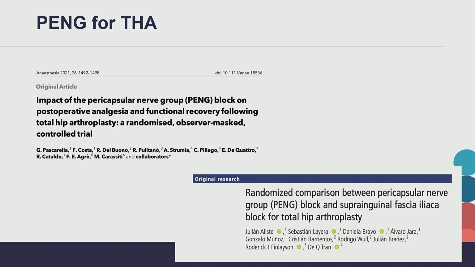The study on the right looked also at patients undergoing primary total hips, looking at PENG blocks versus suprainguinal fascial blocks. They had very similar pain scores, similar oral morphine equivalents, but in the PENG group, they had less quadriceps and hip adductor muscle motor weakness. And so you can see why even some of our orthopedic colleagues prefer this block so that the patients can start to mobilize and do PT right in the PACU right away.